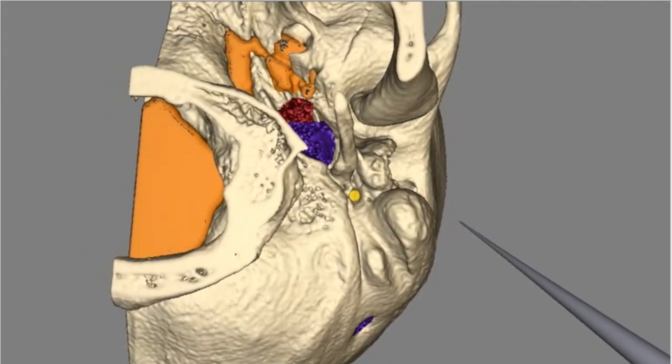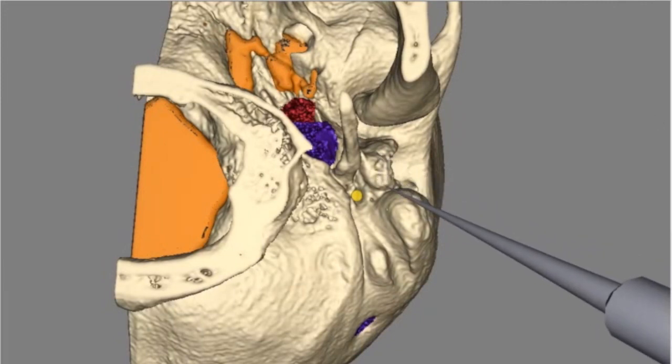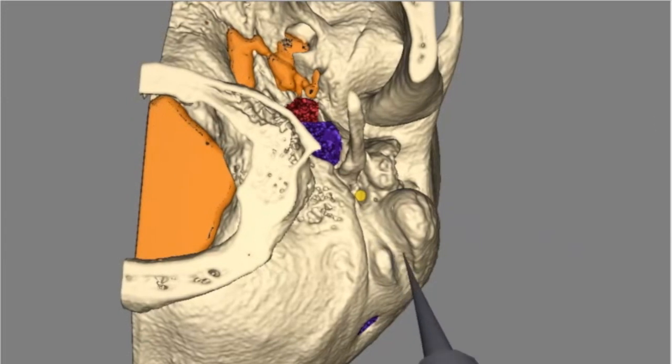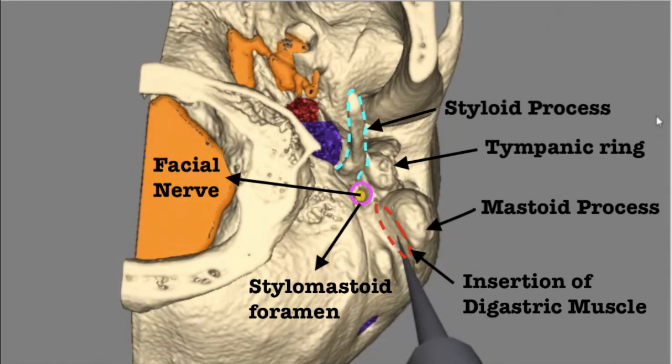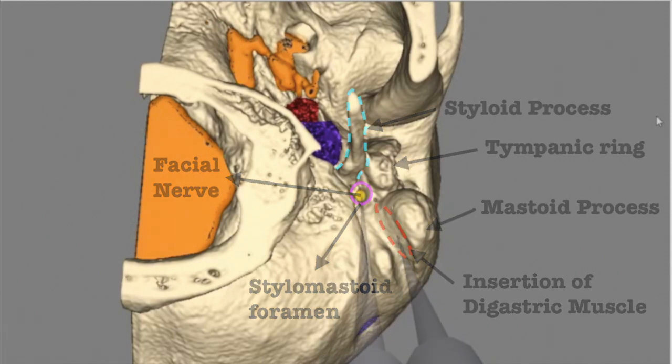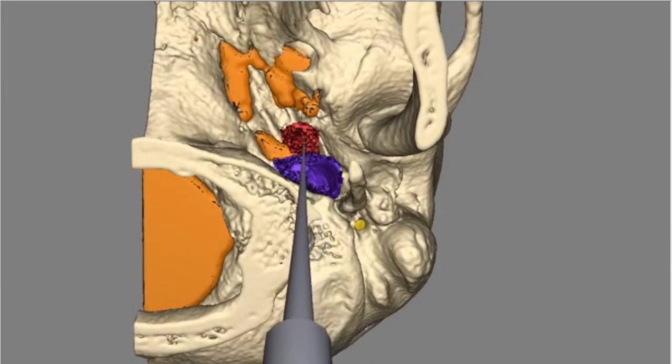Going to the inferior aspect now, here again is the mastoid process and the tympanic ring seen from below. Here is the insertion of the digastric muscle. Here is the pen-like styloid process, the mastoid process, and between the two, the stylomastoid foramen through which the facial nerve trunk emerges. Here we have the IJV exiting and the internal carotid entering the carotid canal.